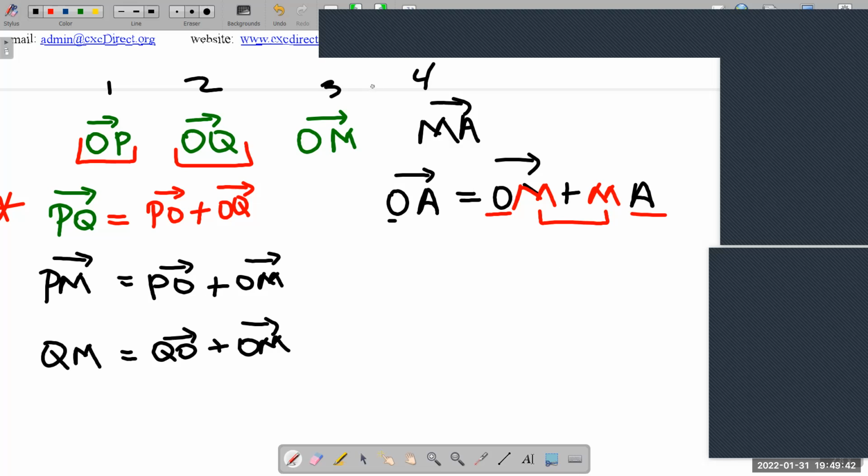I'm going to give you QR. So find OR for me, please. Sorry, this is QR, not OR. This is QR. So how do you find OR?